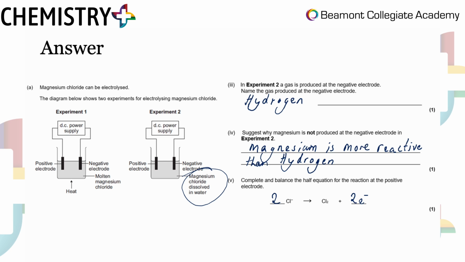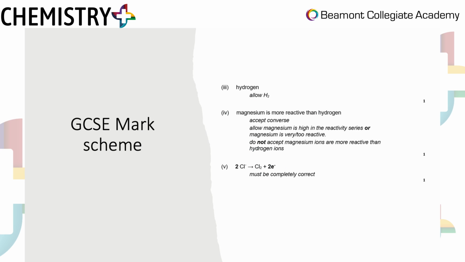Let's take a look at the GCSE mark scheme. So the gas was hydrogen. Part 4, magnesium is more reactive than hydrogen. And there is the completed half equation. How did you do?